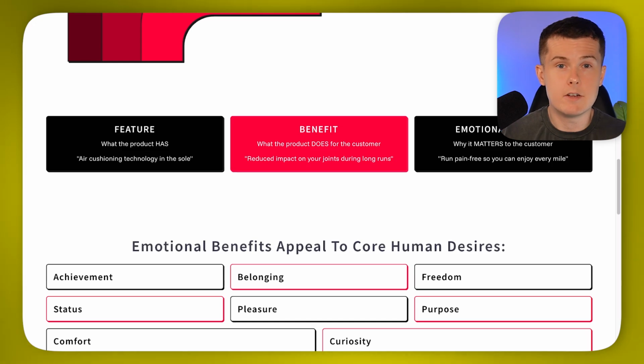This is why brands like Apple don't sell computers. They sell creativity and status. Nike doesn't sell shoes. They sell achievement and identity.